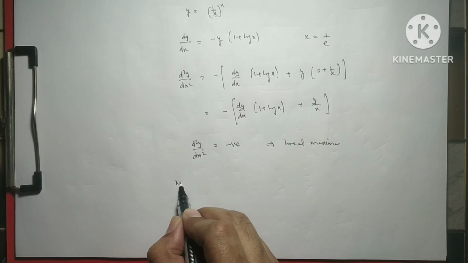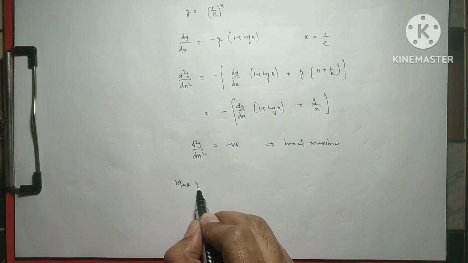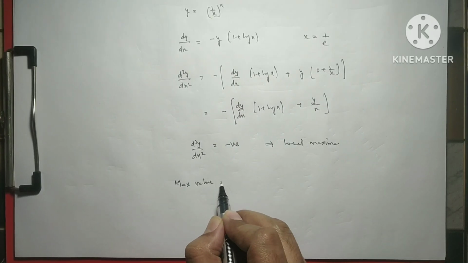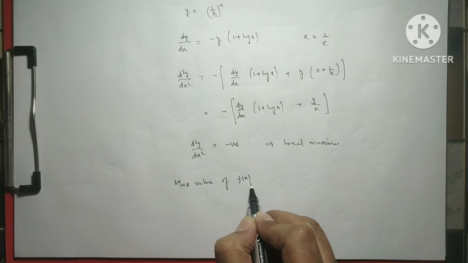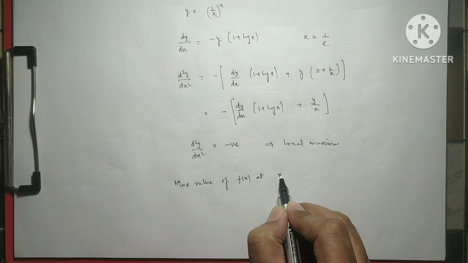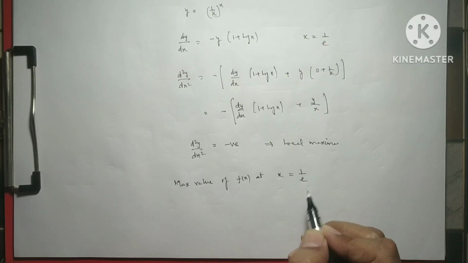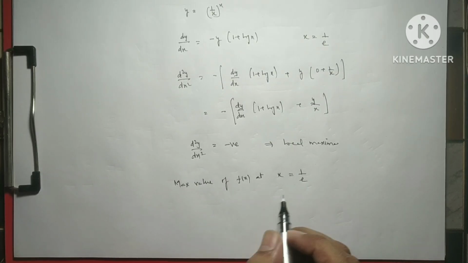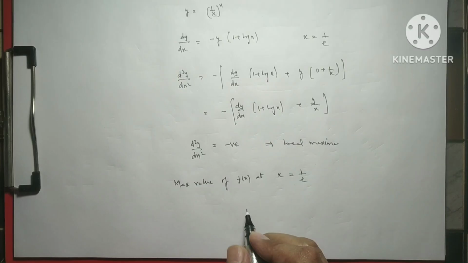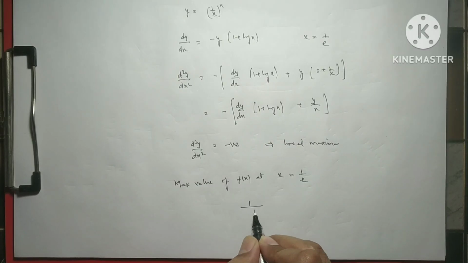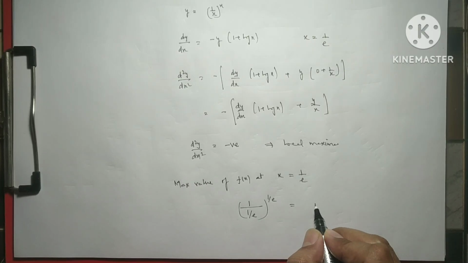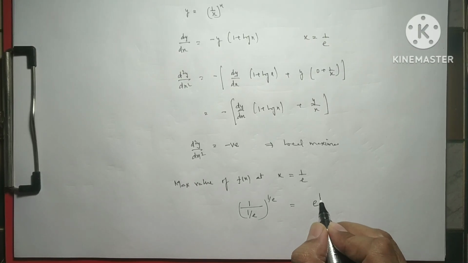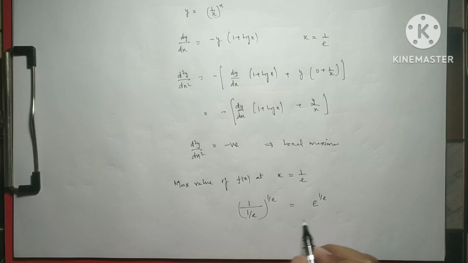And the maximum value of the function at x equals 1 over e. So we put it in this expression. So 1 over e to the power 1 over e. So we get e to the power 1 over e. So this is the maximum value.